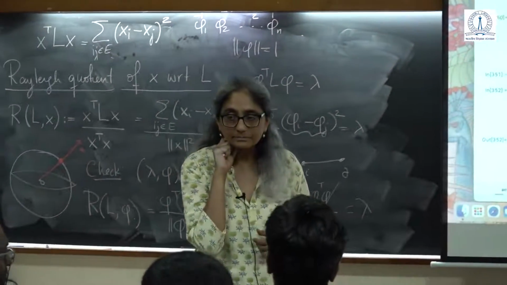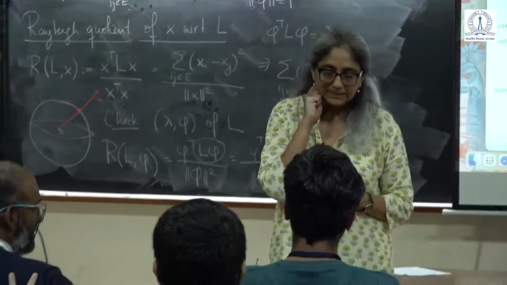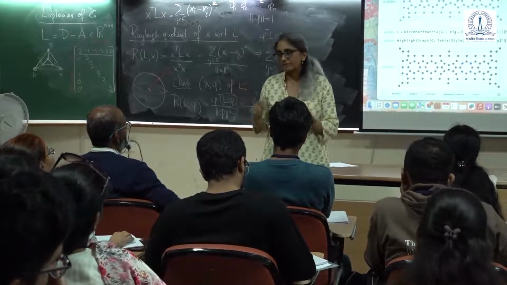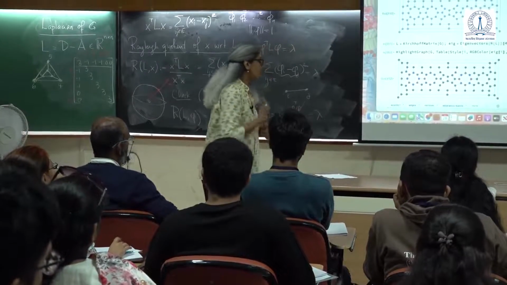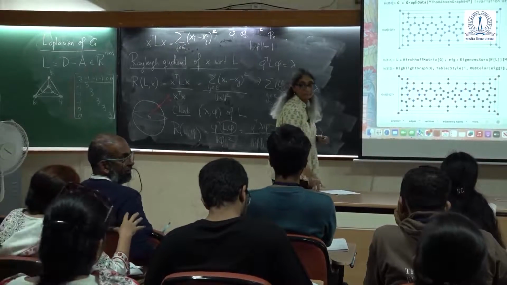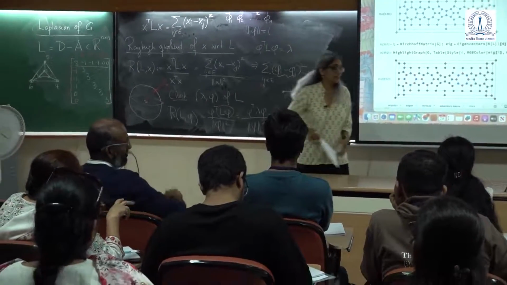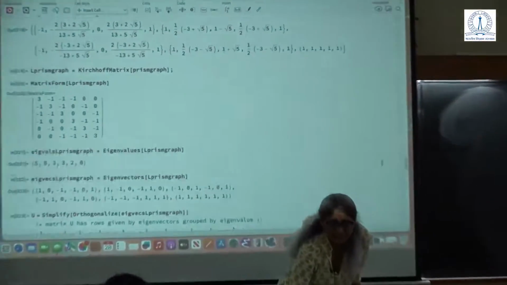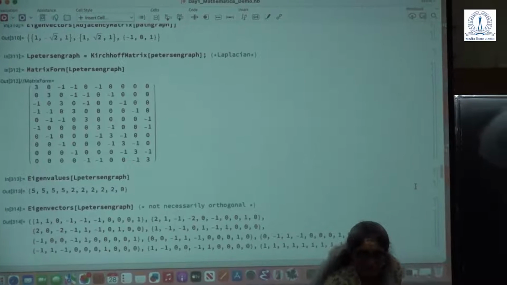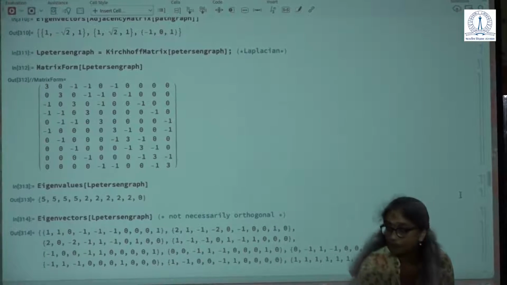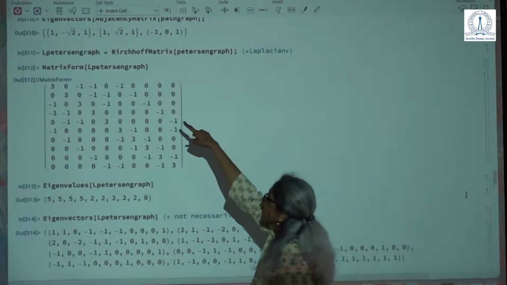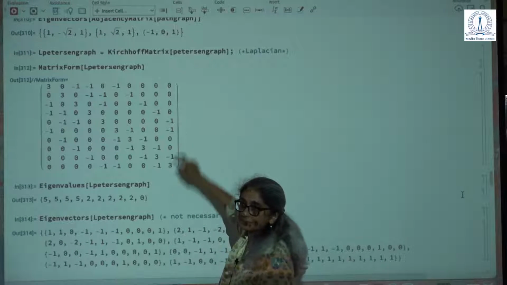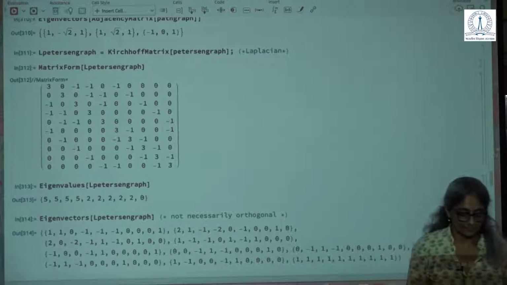Did you say that the Kirchhoff matrix is the same as the Laplacian? Laplacian, correct. In Mathematica, there's no Laplacian command. It's called Kirchhoff matrix. So if we want to find the Laplacian of a graph, we say Kirchhoff matrix. Like in this, maybe the Petersen graph. I'm giving the name L Petersen graph for the Laplacian, and the command is KirchhoffMatrix of the Petersen graph. That's just the name inside Mathematica.